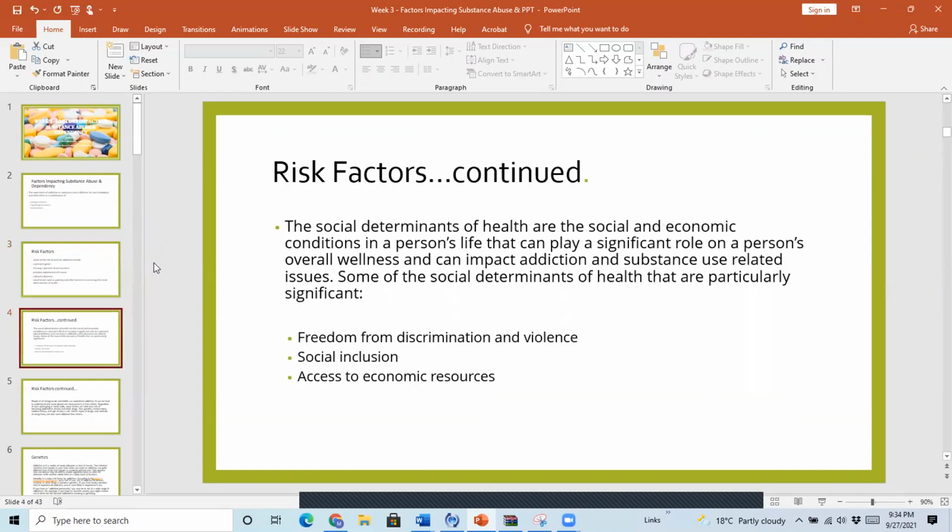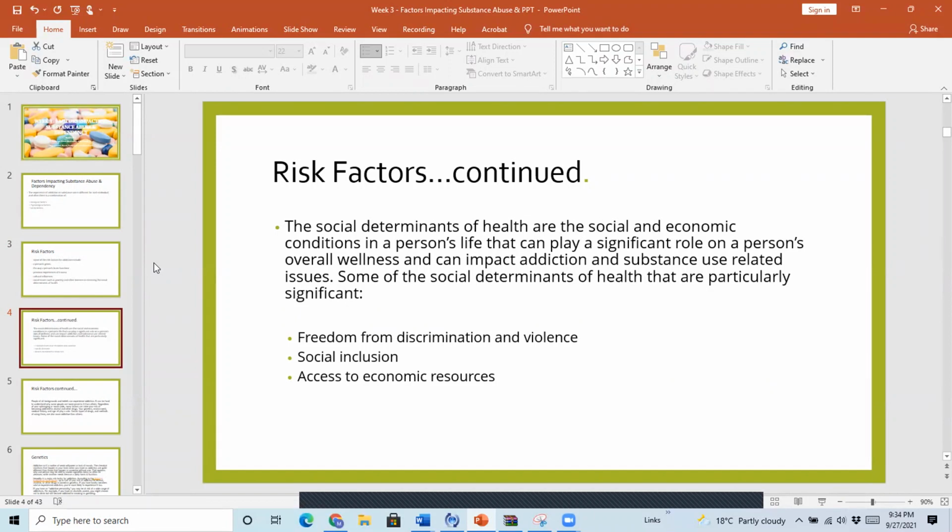Now, when we talk about social determinants of health, we're talking about economic conditions. How well people are doing, their physical health, their mental health, their financial health, their overall well-being. Sometimes their ability to access certain resources. So there are certain determinants of health. So let's put aside addictions for one second. Let's just talk about health.